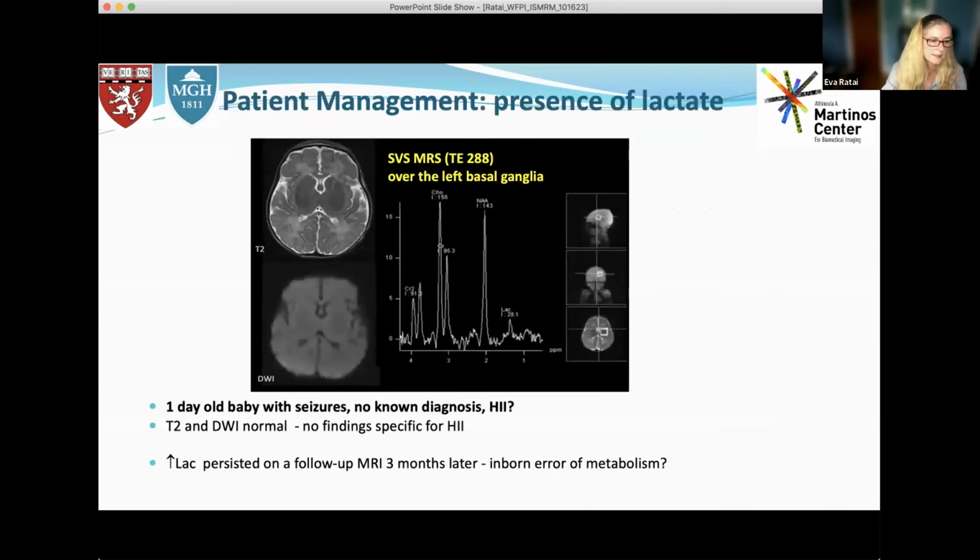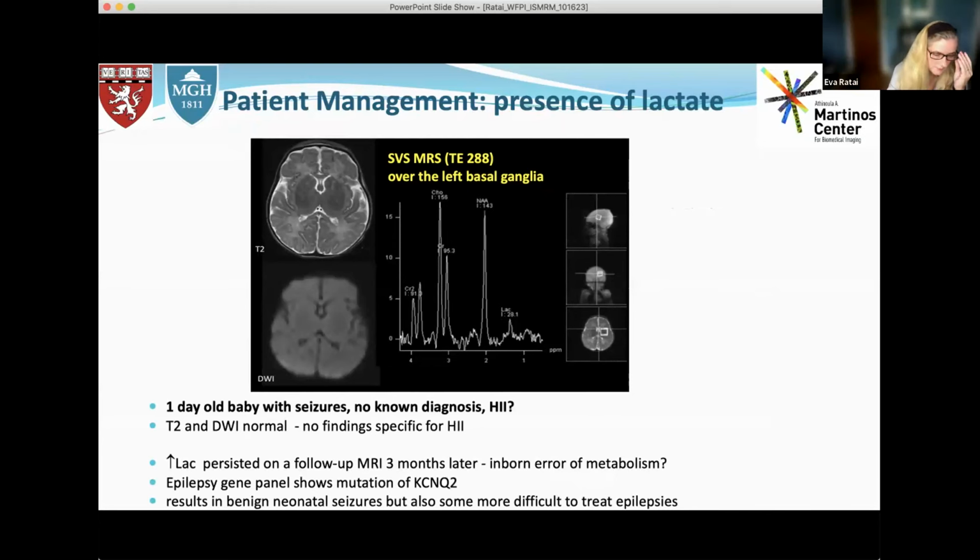And here's my last example. This is a 1-day-old baby boy who had seizures with no known diagnosis. The question was, does he have hypoxic ischemic injury? There were no abnormal findings. We scanned him again 3 months later, and there's still this persistent lactate peak after 3 months. So then we wondered, is it maybe an inborn error of metabolism? We looked at the genetic panel, and he had a KCNQ2 mutation, which results in benign neonatal seizures, but also more difficult to treat epilepsies.